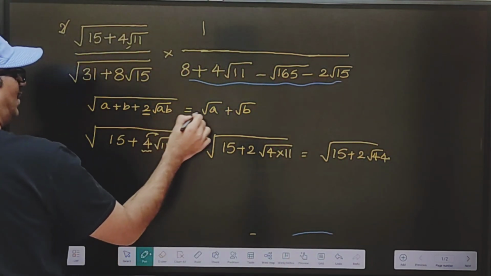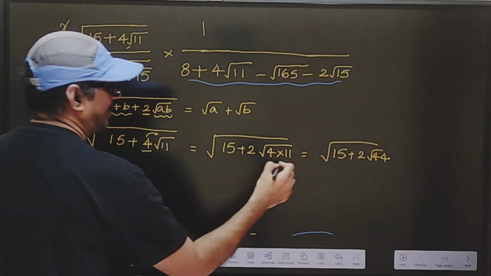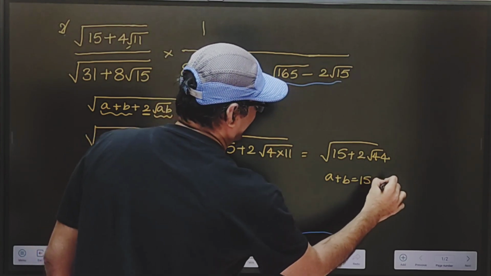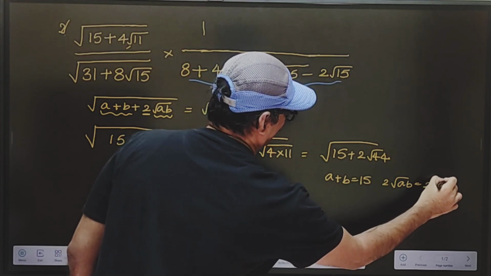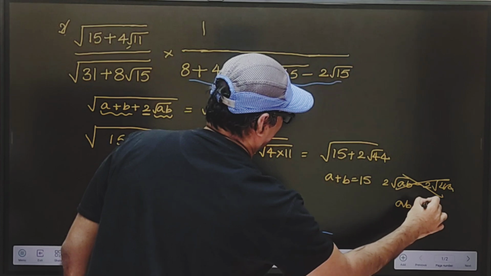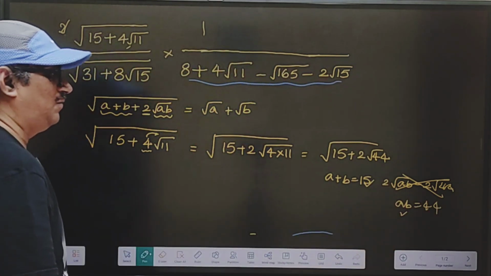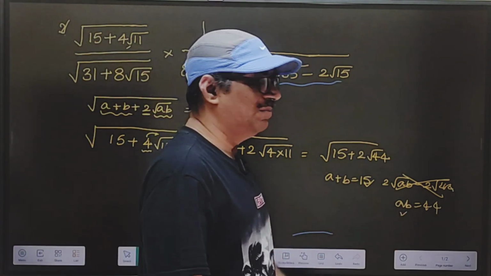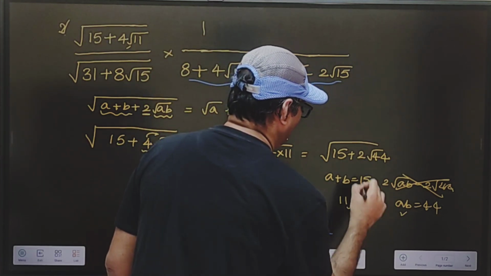Now compare with the formula what we have. We should have a plus b here and this is root ab. So we know that a plus b equals to 15 and 2 root ab is equals to 2 root 44, or simply can I say that ab equals to 44. A plus b is 15, ab equals to 44. So we need two numbers which will add up to 15 and which will multiply to 44. We know very clearly they are 11, 4.